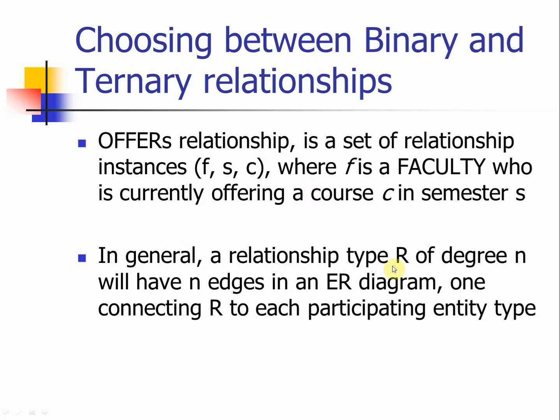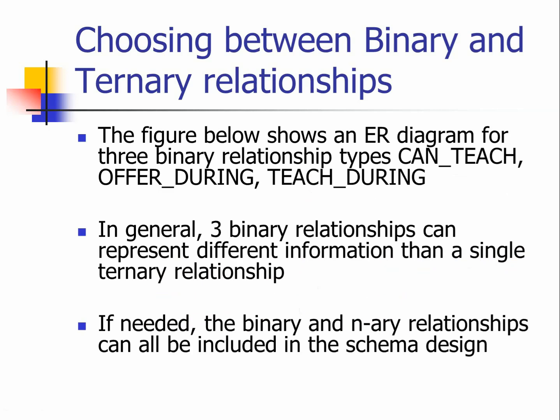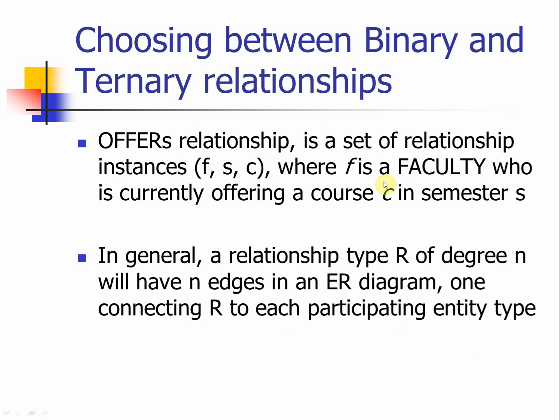In general, a relationship R of degree n will have n edges in the ER diagram, one connecting R to each participating entity type. So if that's a ternary relationship, you will have one diamond shape that connects 3 entities. The figure below shows the ER diagram for 3 binary relationships: can teach, offered during, teach during. I want to show you that these 3 binary relationships are not equivalent to what we have seen with a faculty currently offering a course in what semester.